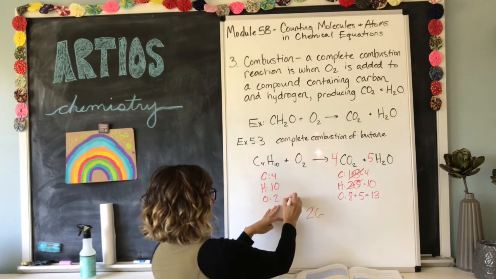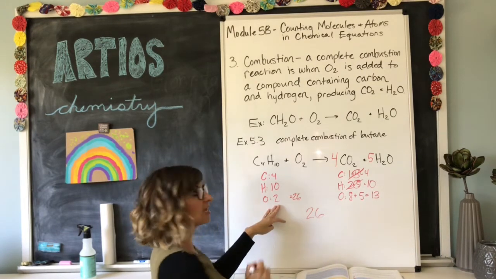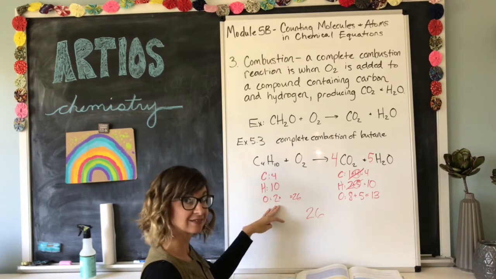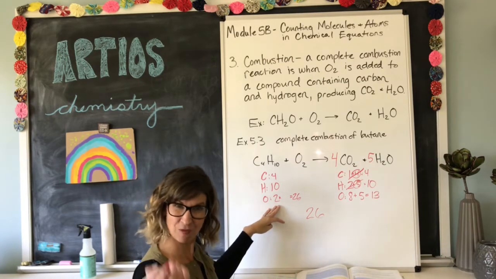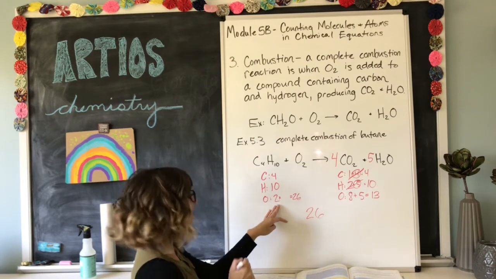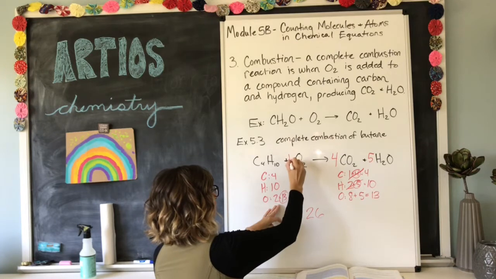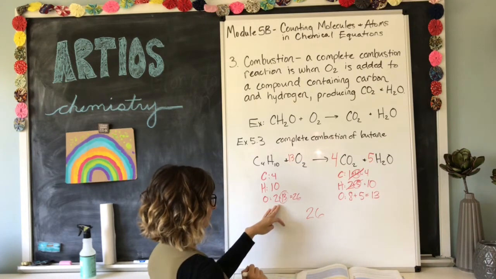So if we want 26 oxygens on the left, we need to do 2 times what? That's right, 13. Way to go, you math geniuses. 2 times 13. So 13 is our coefficient out front here. All right?